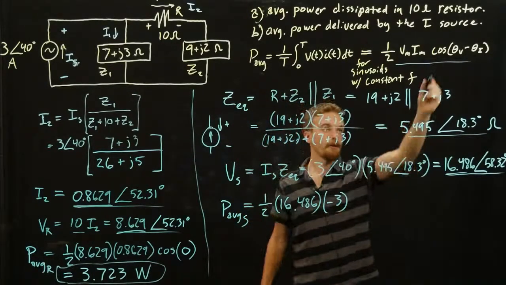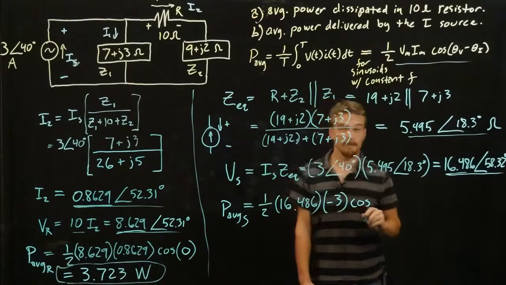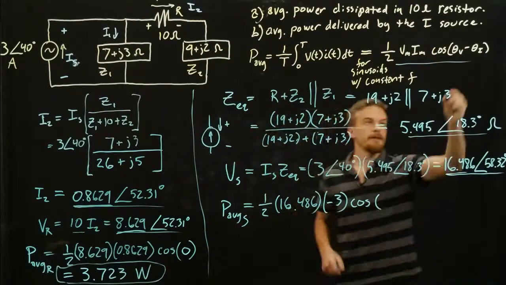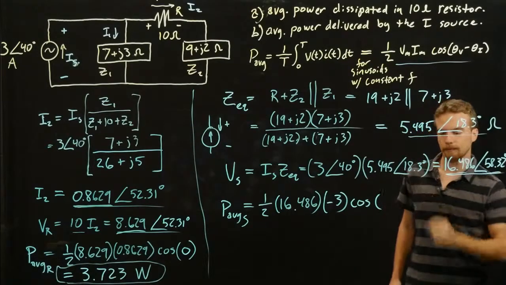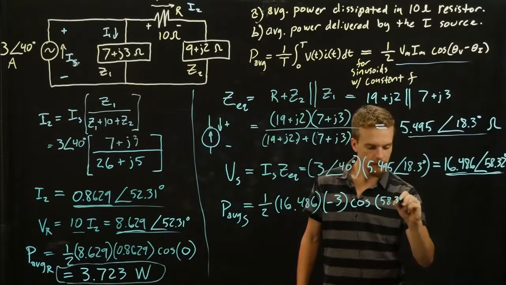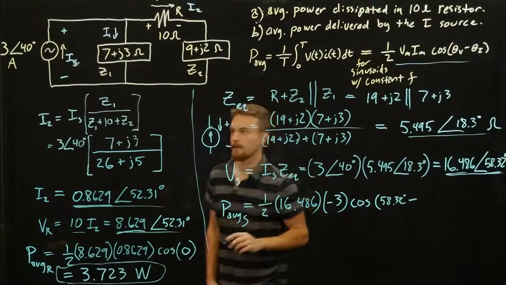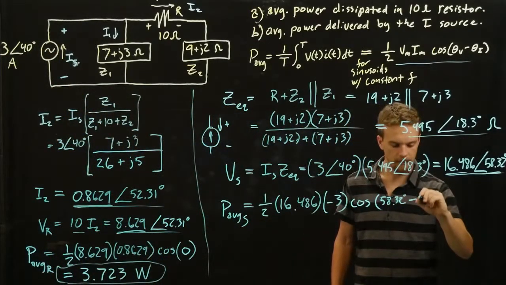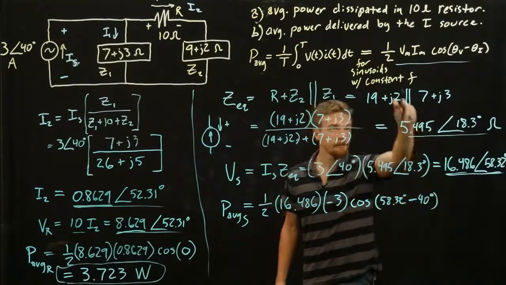And we need this term. So this time we do have a difference in phase between these two values. So what is theta V? That's this angle right here in our number. So what would that be? 58.32 minus the phase of the current. Now what is the phase of the current? You see it's here. It's 40 degrees. Okay, so now we have our entire term written out for average power.